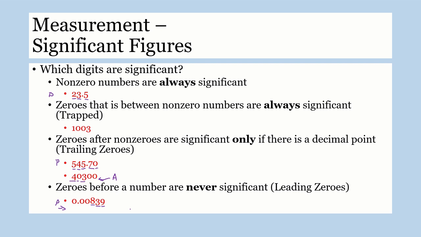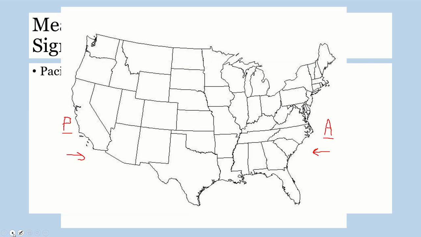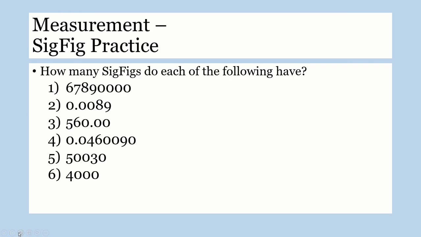So it doesn't matter which way you remember it. You can remember the rules, or you can remember the Pacific Atlantic trick. It doesn't matter which way you remember it, as long as you know how to look at a number and determine how many significant figures there are. Skip ahead here. All right, I got some examples for you.